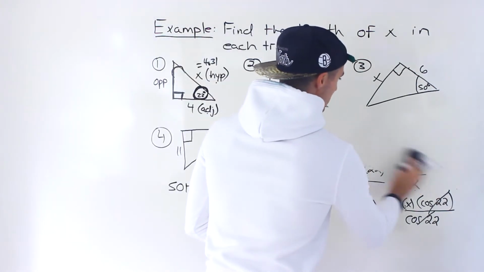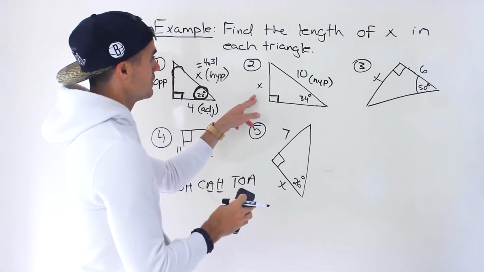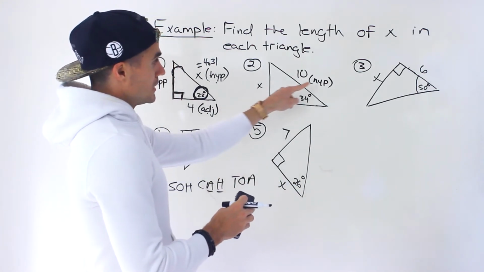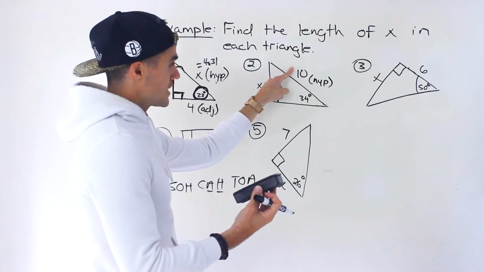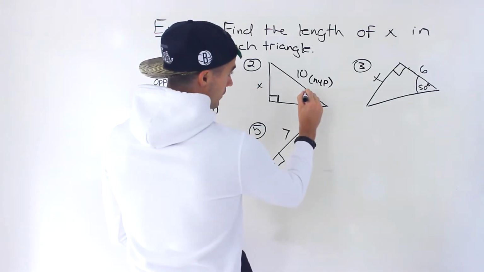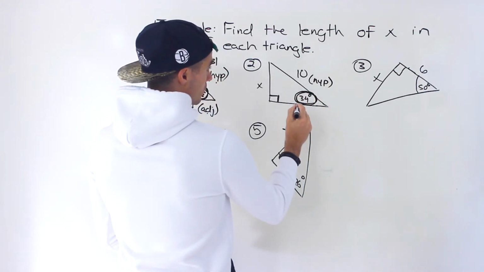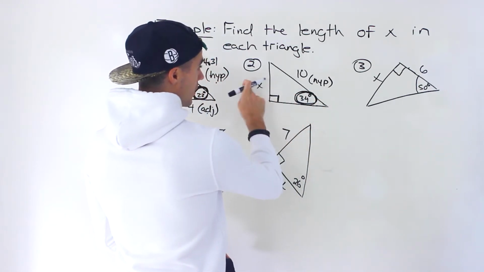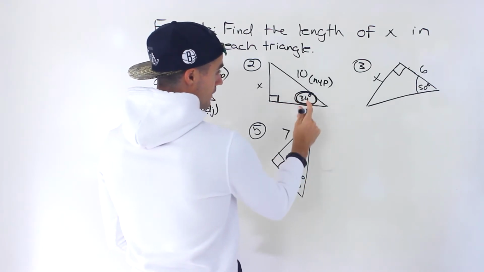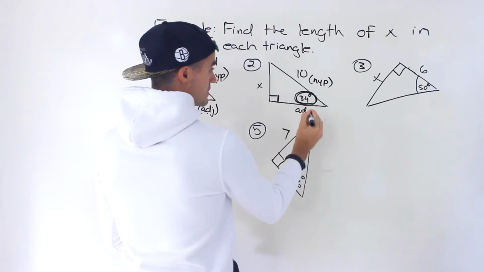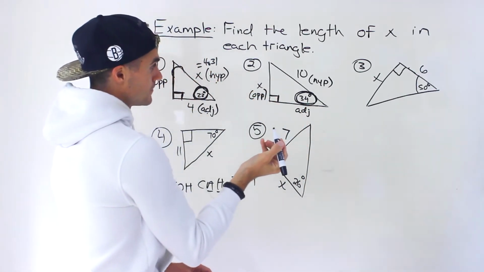Moving on to the next triangle. Here we already labeled the hypotenuse opposite the 90-degree angle. That's always the first side I label. Now, if we're working with this angle as the reference angle, this x here is the opposite side, because the side that's attached to the angle, other than the hypotenuse, is the adjacent side. All that's left is the opposite side.